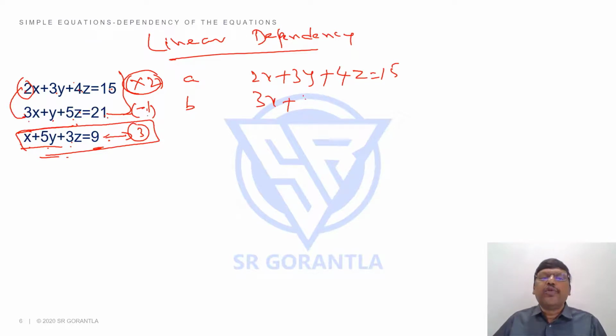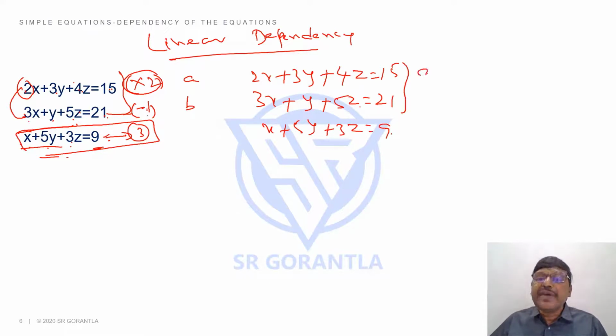3x plus y plus 5z equals 21. x plus 5y plus 3z equals 9. When I say that this is dependent on these two, how do I know? It means maybe some a times of this and b times of this, and add them. I may get this equation.